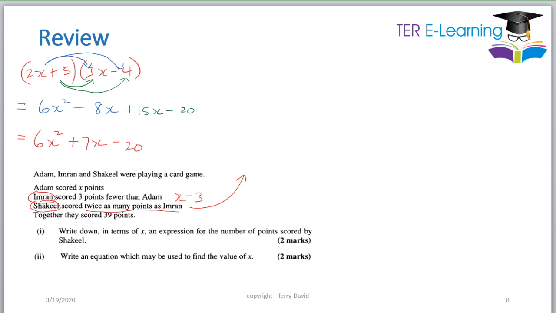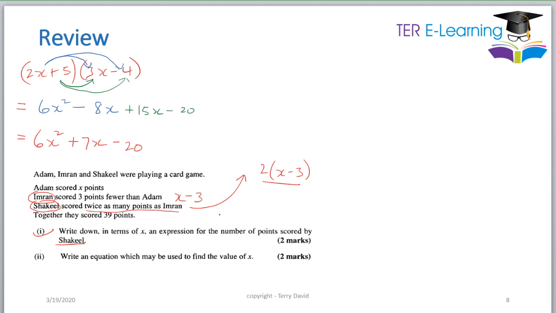Alright, so I'm seeing some answers there. 2 multiplied by x minus 3. So let's see. Alright, so Shakil scored twice as many as Imran, so it's going to be 2 multiplied by x minus 3. So that's correct. So the answer for part 1, when they ask you for Shakil's score, this is what they want. Right?